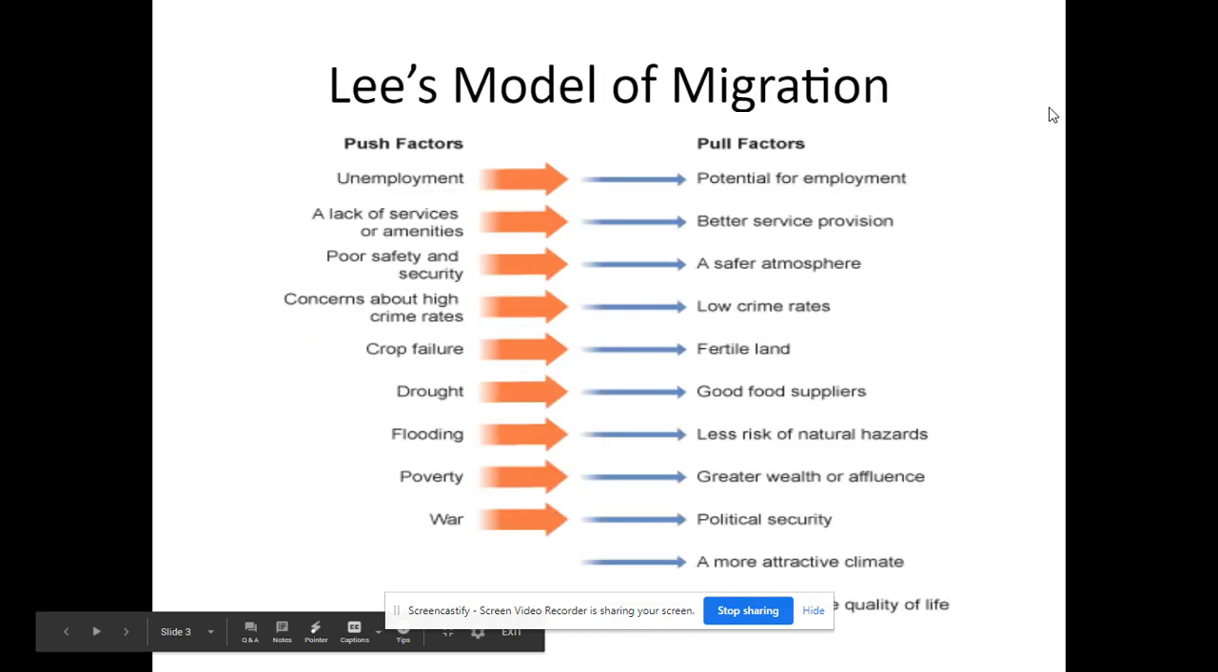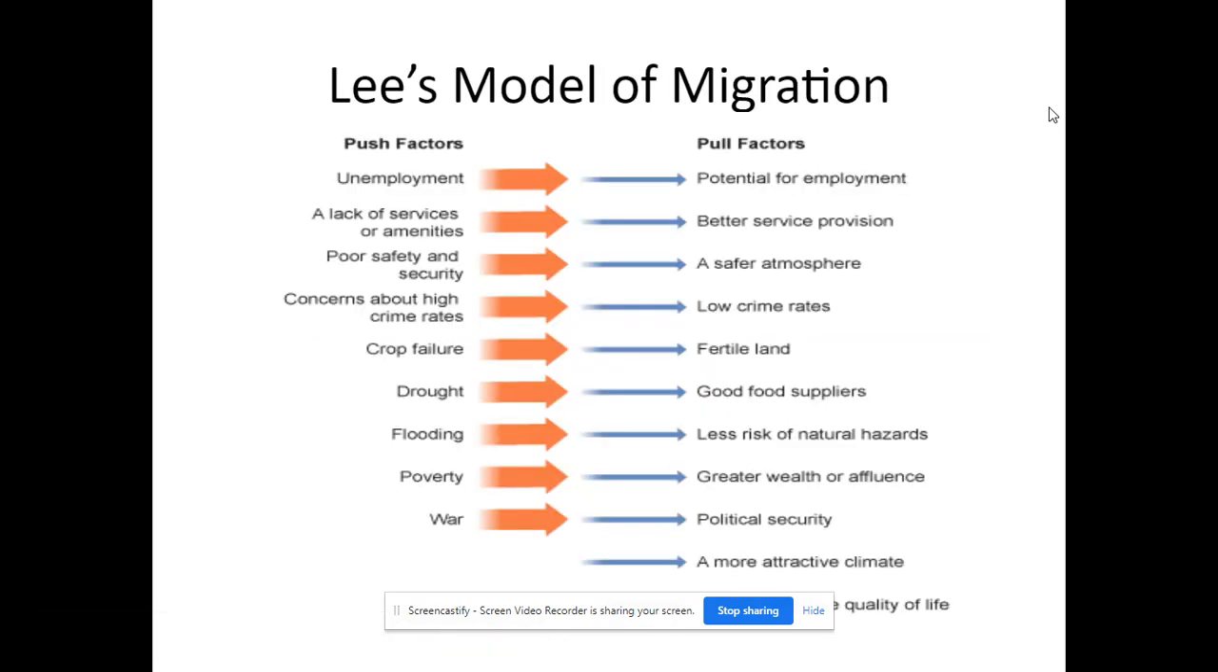So the zombie video was just to highlight push and pull factors, but we're going to write down what those are. Everett Lee was a geographer who was analyzing how people were moving after World War II and where they were going. And you're going to see that on one side, push factors are pushing you out of a place, and pull factors are pulling you into a place. So pretty easy there. Number one, what's an example of a push factor?